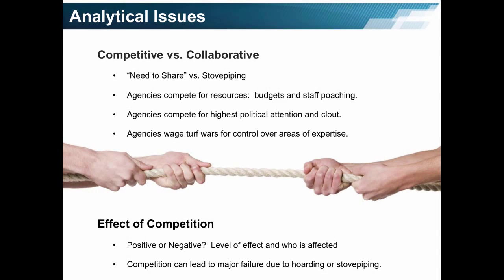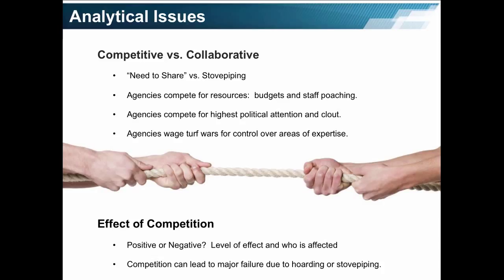What are the critical issues in analysis? We have to look at competition. Is that analysis competitive or is it collaborative? The US intelligence community today operates on the basis of a need to share versus the previous stovepiping. But stovepiping still exists. There is no way of denying that.